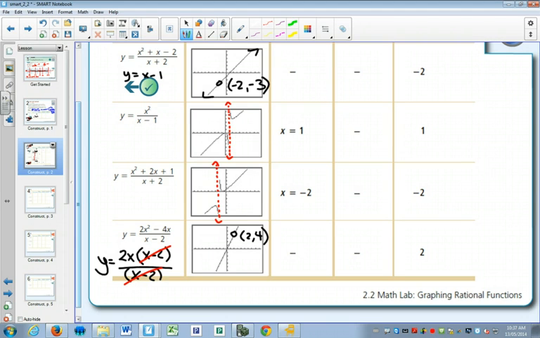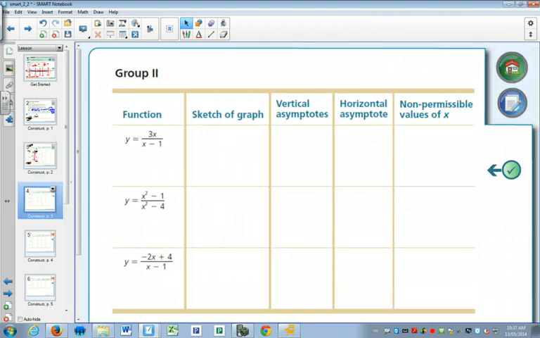If it doesn't simplify or can't be factored, like you see in these other two graphs, then you will still have an asymptote there. And these ones also have an oblique asymptote, which is a diagonal line that is an asymptote. And we'll figure out how to graph those ones after. So that's group 1. Now I'll get you to do group 2.